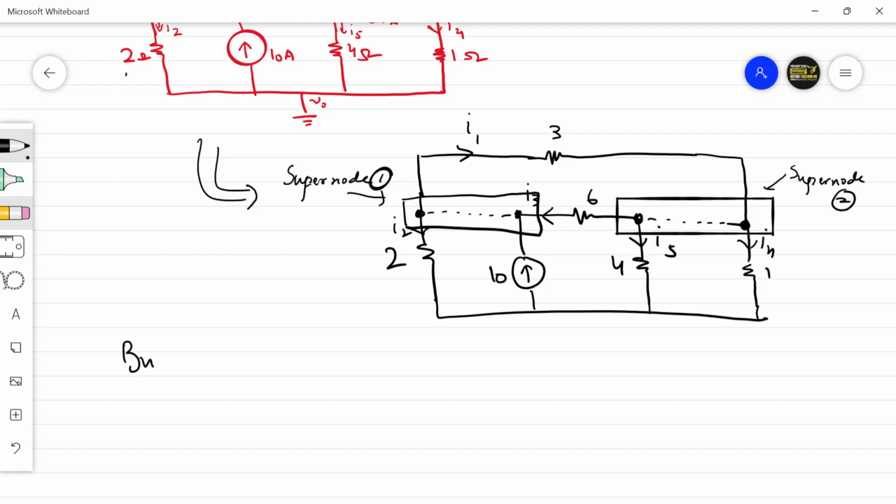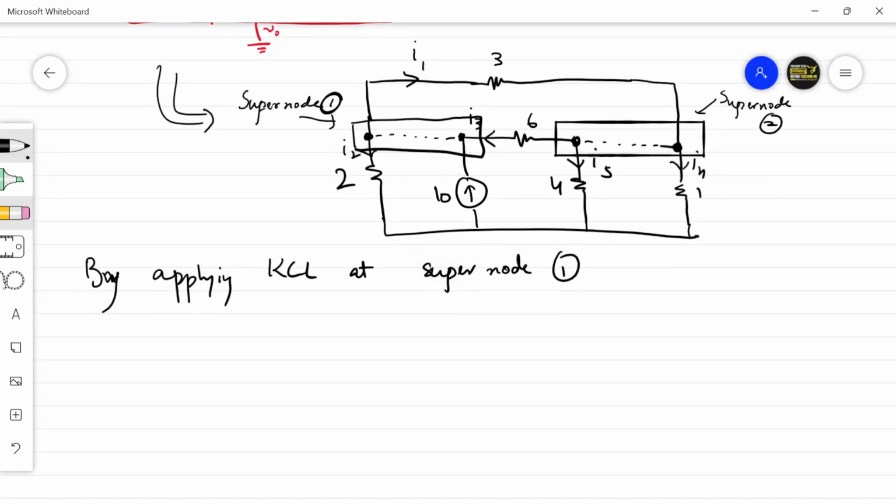So by applying KCL at super node 1, the current that's flowing into this node from this path is 10 amperes. From this path, I3 is the current that's flowing into this node, fine. I2 is coming out of this node, I1 is also coming out of this node, that will be equal to I1 plus I2.